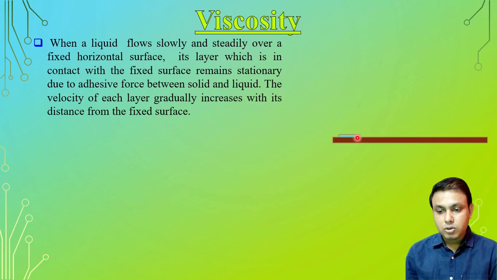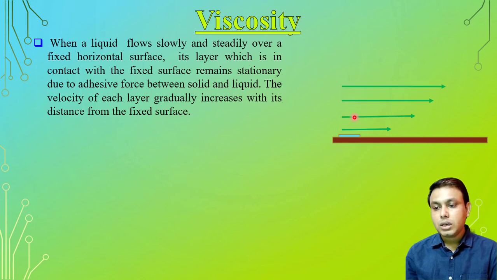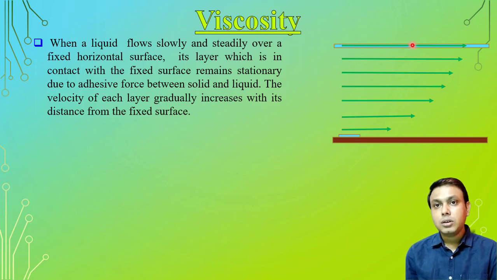Now, if we gradually go in the upward direction, then the speed of the liquid will gradually increase. Here, this is the top surface of the liquid and it is flowing with maximum velocity, and this surface is at rest and the velocity is gradually increasing if we go in the upward direction.